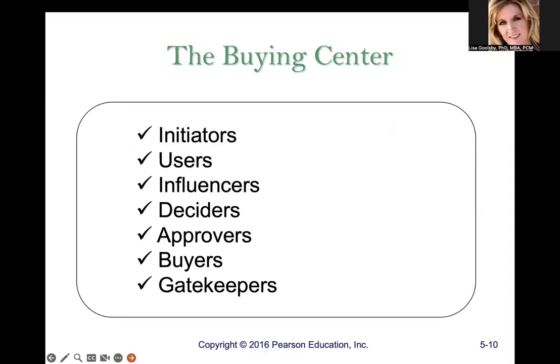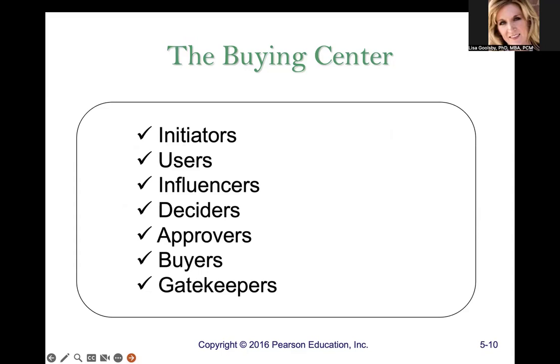And that buying center has a lot of different people involved in it. You're going to have the initiator. For me, it's the customers who sometimes initiate the types of things we buy. You have the users, that might be my baristas. Influencers could be a mixture of both of those. Decider, approver, buyer, and gatekeeper in my situation is me. I'm all four of those.